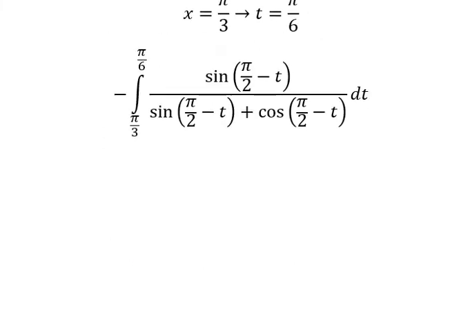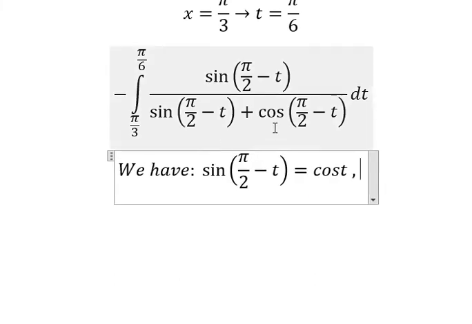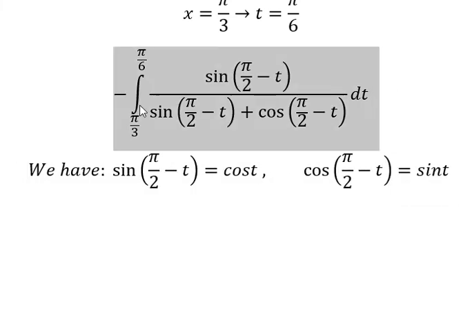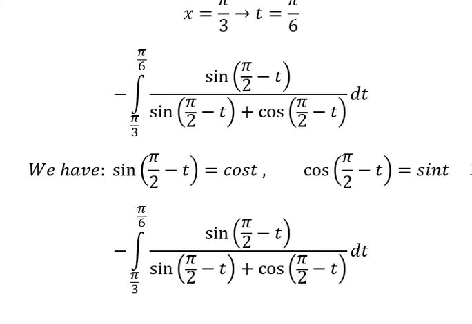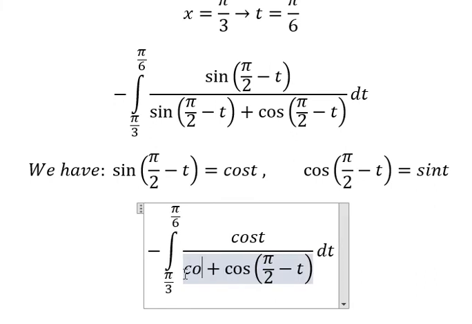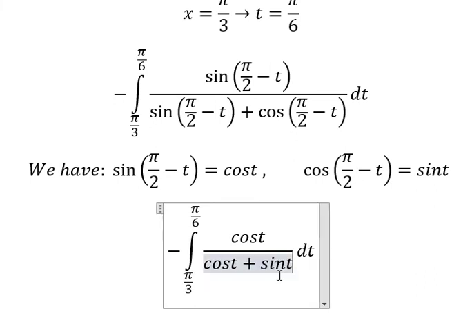Next we have the formula in here. This one equals cosine t, and this one equals sine t. So this one we change to cosine t, this one we change to cosine t, and this one we change to sine t.